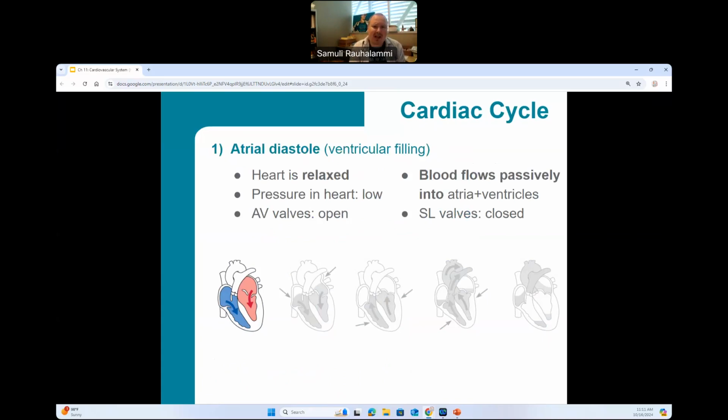So the first stage of the cardiac cycle is known as atrial diastole and ventricular filling. During this stage, the heart is relaxed and the pressure in the heart is low. The atrioventricular valves are open while the semilunar valves are closed. As a result of this, the blood is now flowing passively into the atria and ventricles.